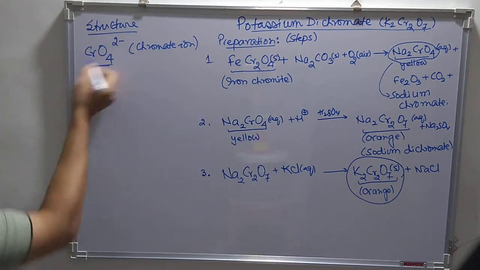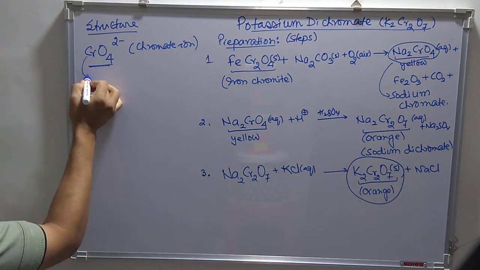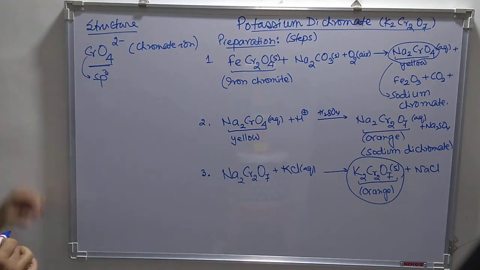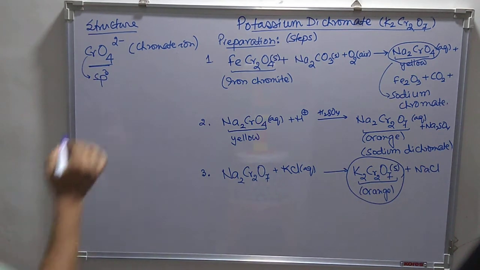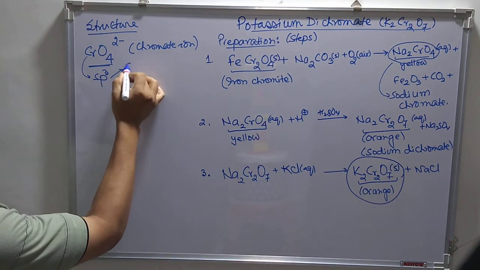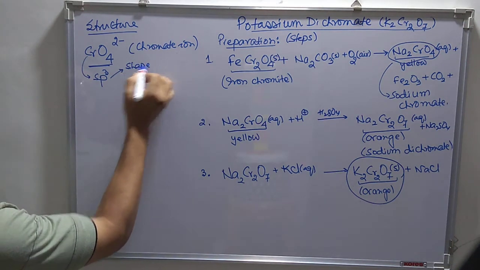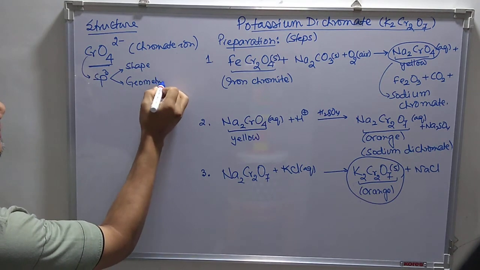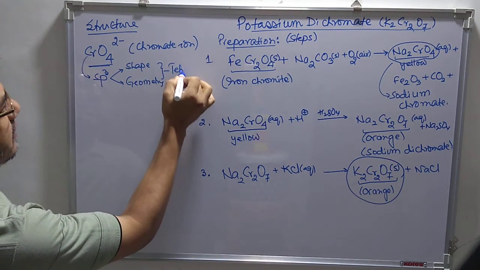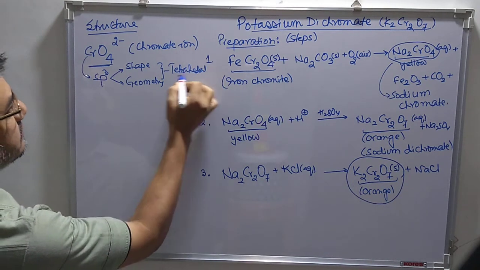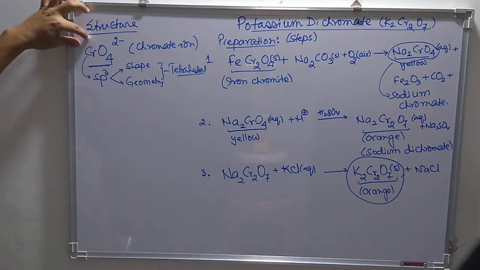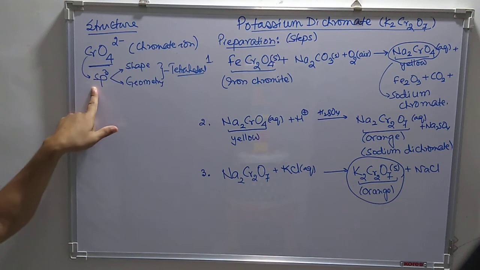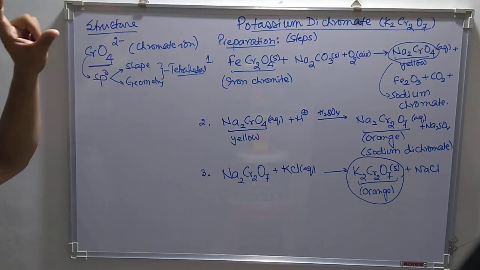Now in this chromate ion, this chromium is undergoing sp3 hybridization. If it undergoes sp3 hybridization, the shape and the geometry of this oxoanion will be tetrahedral. So the central atom chromium is undergoing sp3 hybridization, and the shape and geometry is tetrahedral.